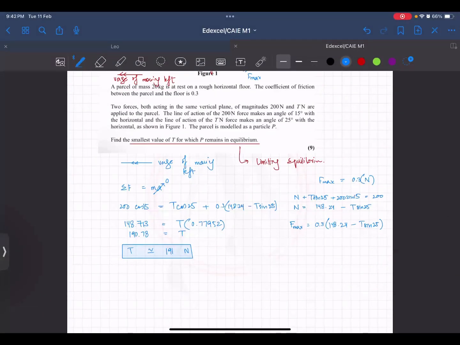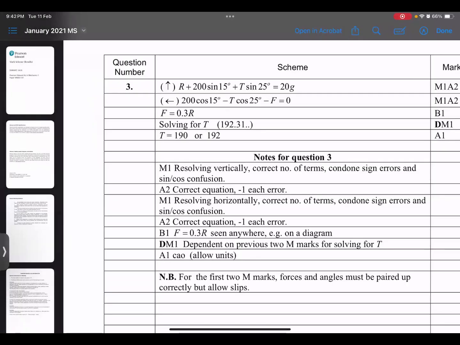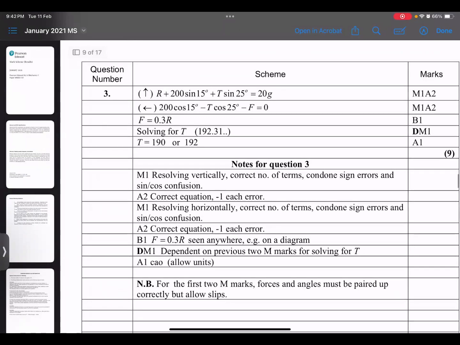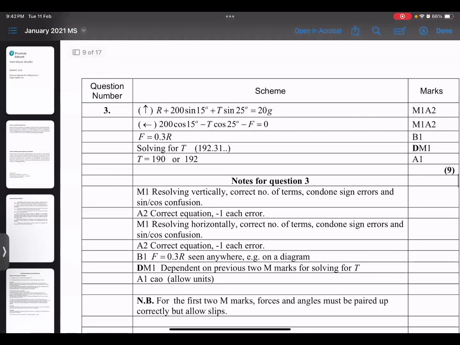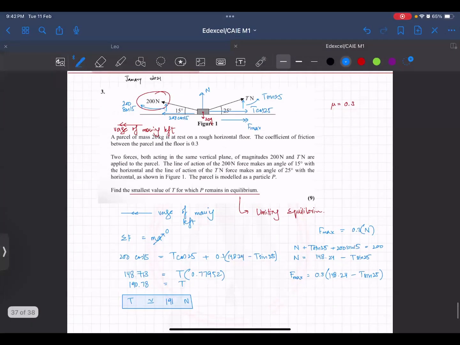I think we made some error. If we would have taken the exact values, then you would have gotten a better answer. The mark scheme says 192.31. It's just, I think, an error of accuracy. Otherwise, if we had kept it in the exact forms, the exact values, then we would have got a much closer answer.